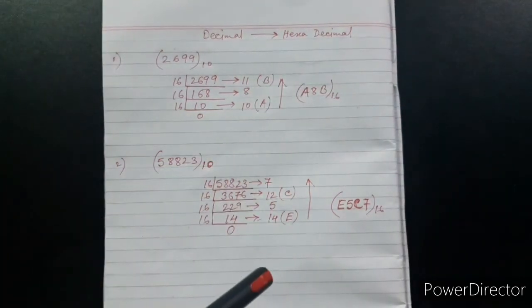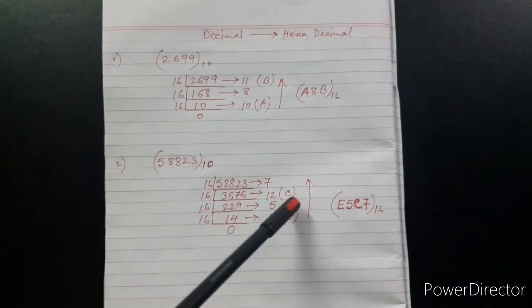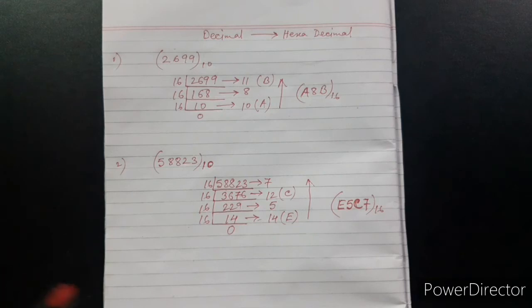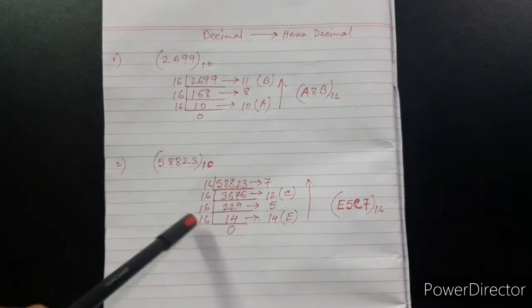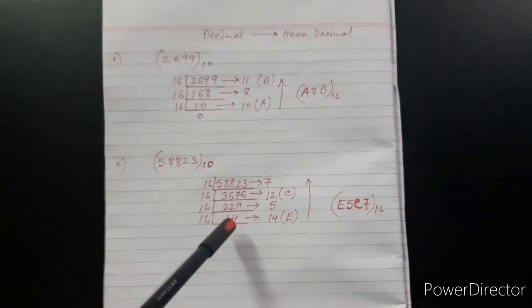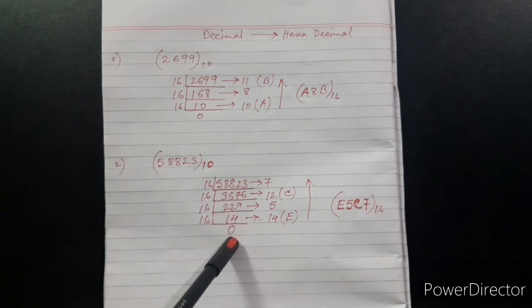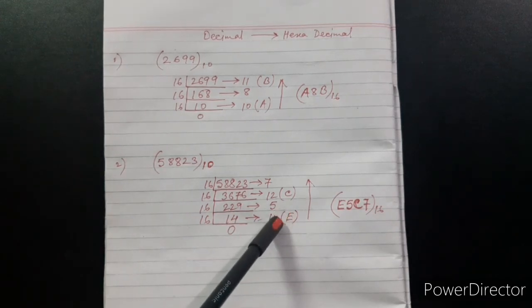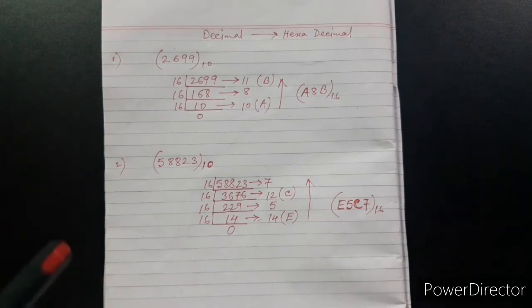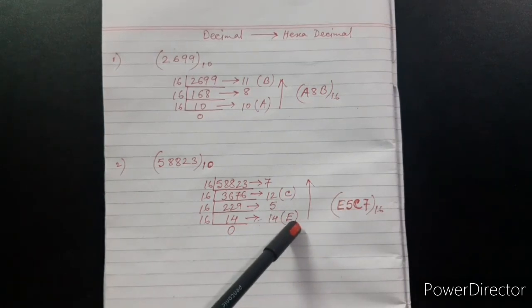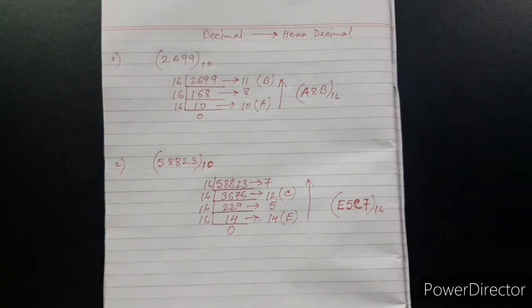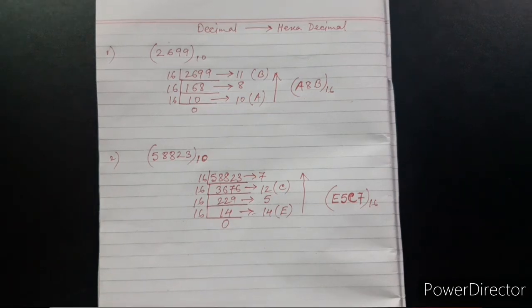And the hexadecimal representation of this 12 is C. So we write here C. Again we divide this 229 by 16. We get the quotient 14 and the remainder 5. Again we divide this 14 by 16. We get the quotient 0 and the remainder 14. The hexadecimal representation of 14 is E. So we write here E. Finally we get the 0 quotient. So we stop the division.